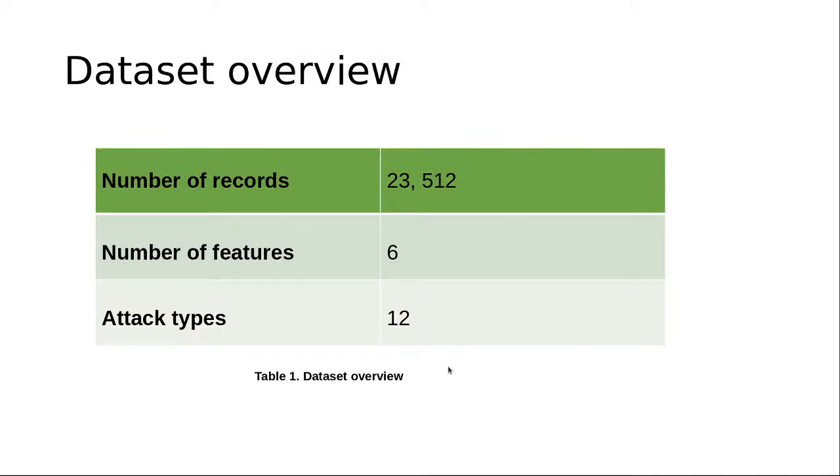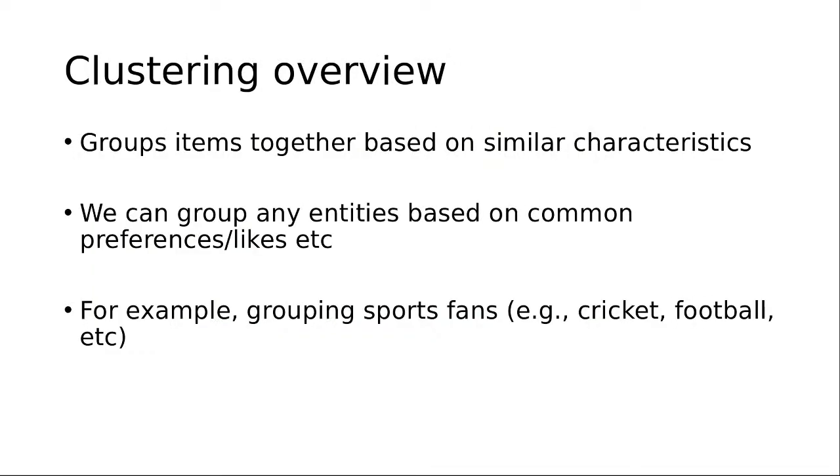And this 12 also includes normal traffic as well, because as we alluded to earlier, we want to determine whether or not network traffic is either normal or an attack. So in this case, we also need to train our model to learn what a normal traffic flow is. Okay, so this is a breakdown of what our data set is.